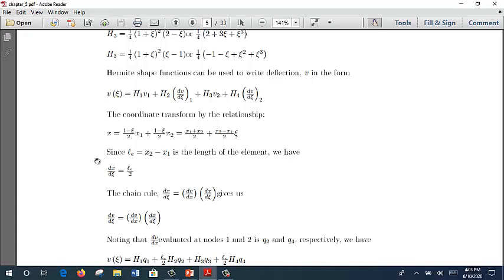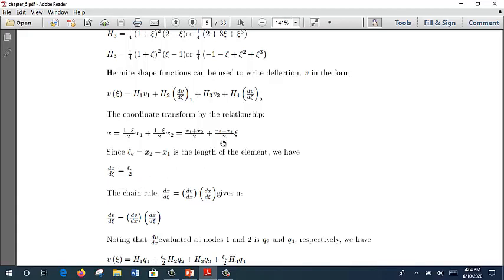So we have the derivations of dx over dphi is equal to le over 2. Okay, and how do you get this one? You just substitute it. So let me try.